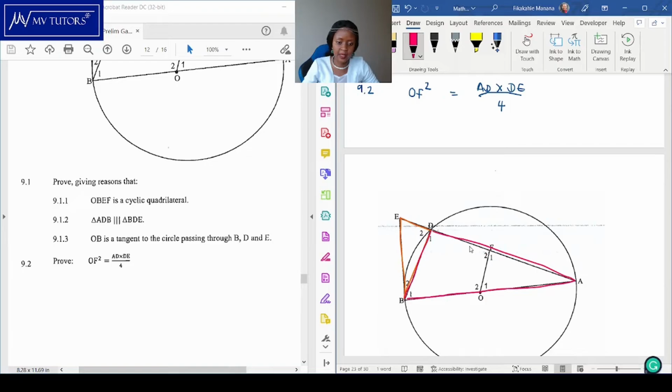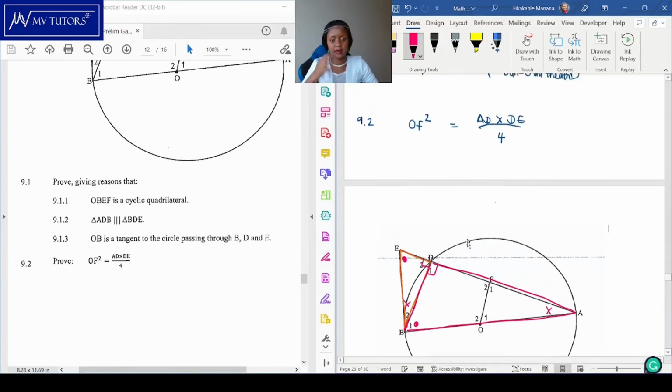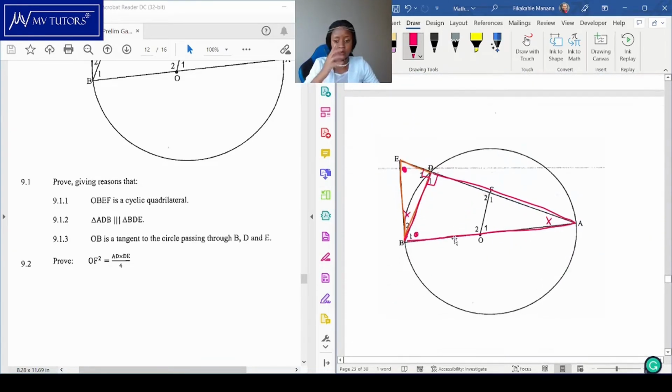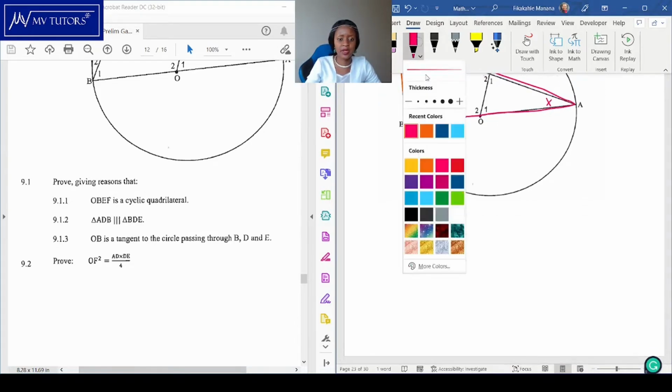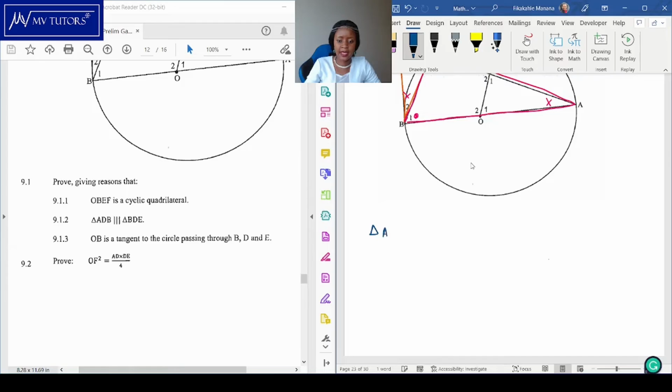We've already proved that. This was 90 degrees, it's also 90 degrees, and we said that E there was equal to B1, and we showed that this B2 is equal to A. So we're going to use that, but let's just write what we know. We know that triangle ADB is similar to triangle BDE. So AD over BD is equal to DB over DE, which is equal to AB all over BE.